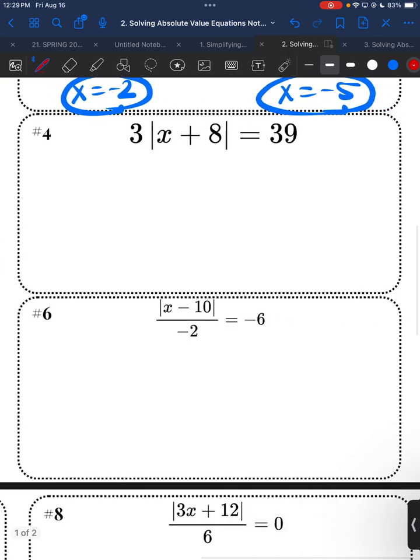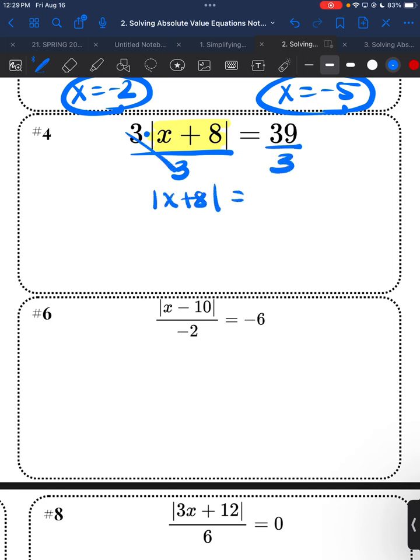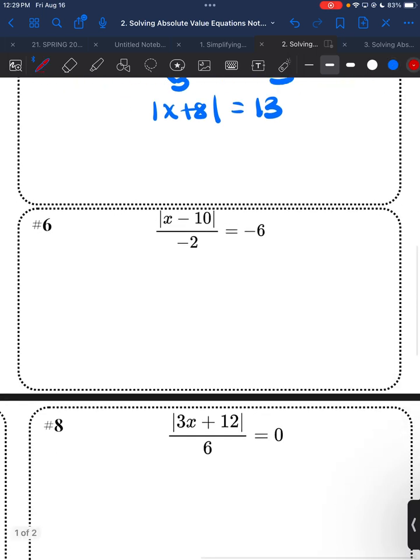Number 4, I have to isolate this. We never distribute with absolute value, by the way. So here we're going to get rid of the 3. The 3 is multiplying, so the opposite would be to divide. That gives me 13 on the right side. And now I can split it into 2. So I have x plus 8 is equal to 13, and x plus 8 is equal to negative 13.